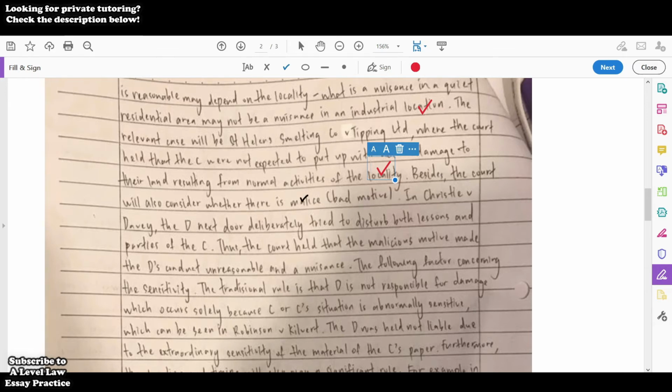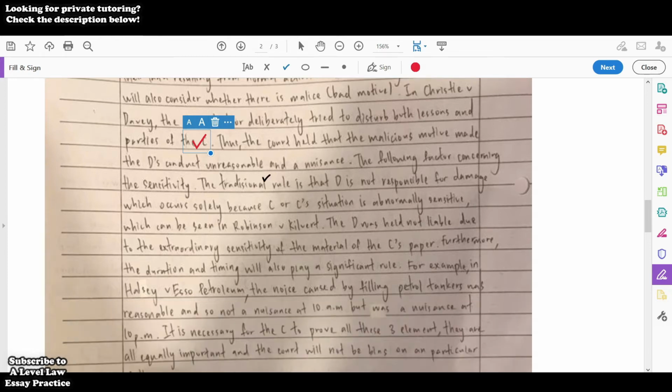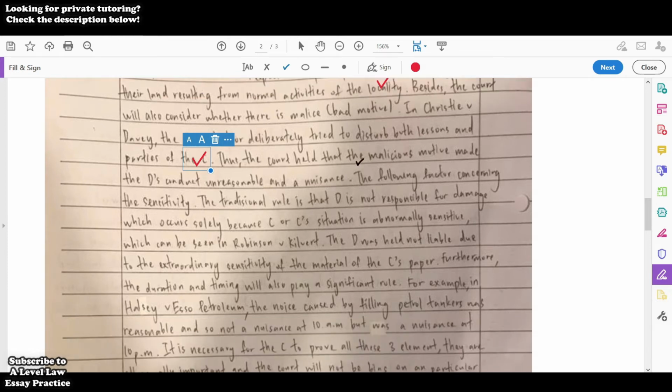So, in the next one, in Christie v Davey, the defendant next door deliberately tried to disturb both lessons and parties of the claimant. Right here, I think the student should emphasize a little more that the next case is regarding bad motive, by saying something like, bad motive or malice can be illustrated with this case. Thus, the court held that the malicious motive made the defendant's conduct unreasonable and a nuisance.